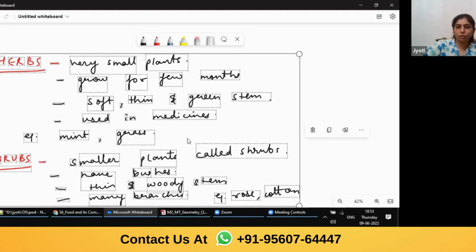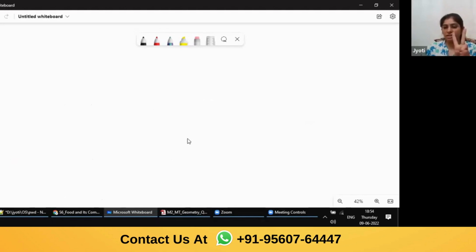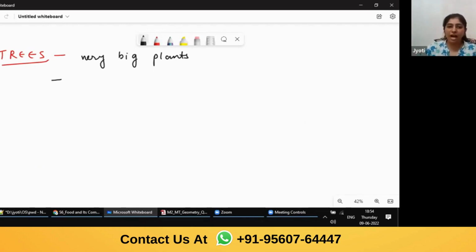So we covered the two topics. One is herbs and the other is shrubs. Now we come to trees. Trees, as the name suggests, are huge plants, very big plants. So very big plants are known as trees. They have branches from the upper part of the stem. They have many branches.